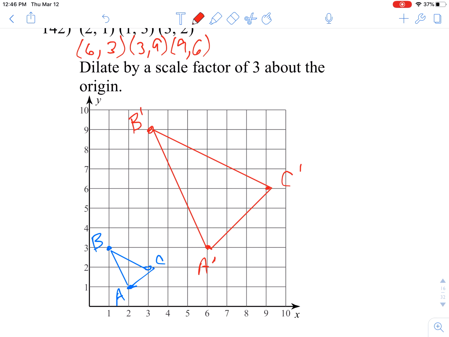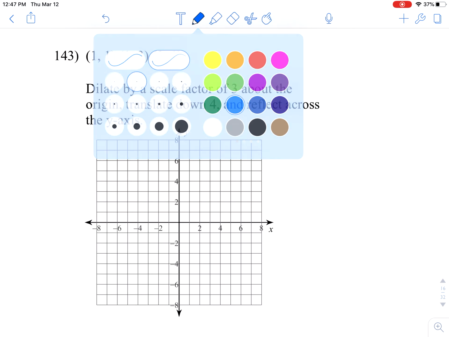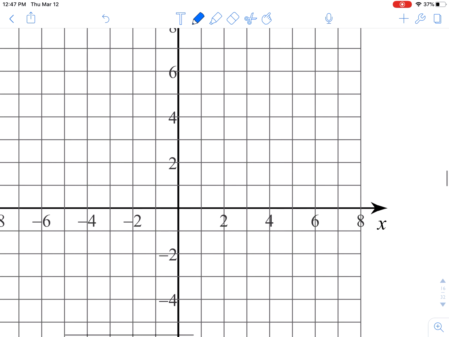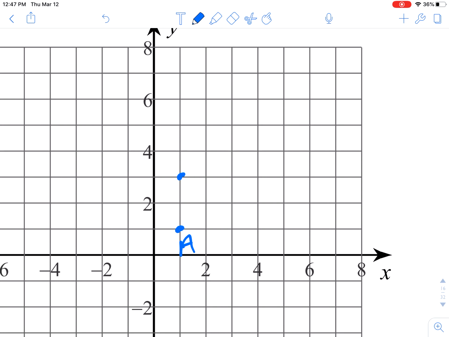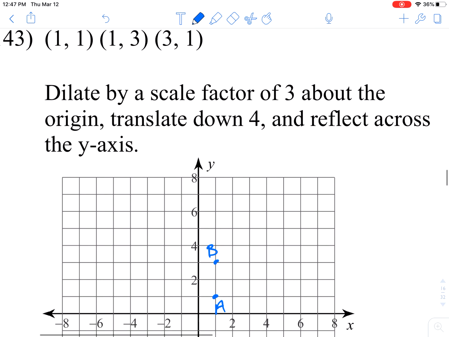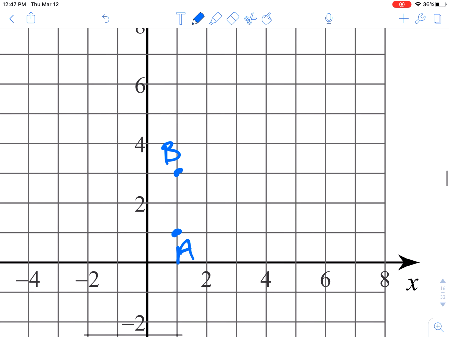Now this is a combination. So we're going to start by graphing these points. 1, 1 is here. We'll label it A. 1, 3 is here. We'll label it B. And 3, 1 is here, and we'll label it C. Go ahead and connect our points.